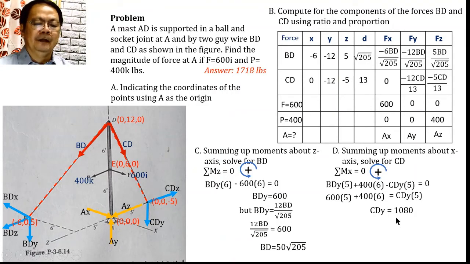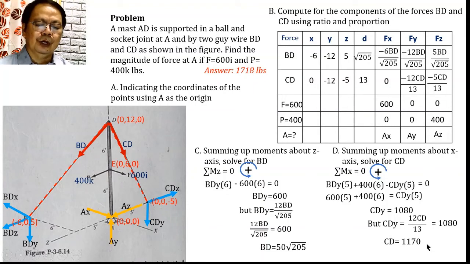Diba? Now, if CDY is already computed, then we substitute to find the value of CD. CDY, this component, is equal to 12 over 13 multiplied by CD. Therefore, CD here will be equal to 1170. Now, since we have solved CD and BD, we can substitute them here, and we can now solve for the values of AX, AY, and AZ.